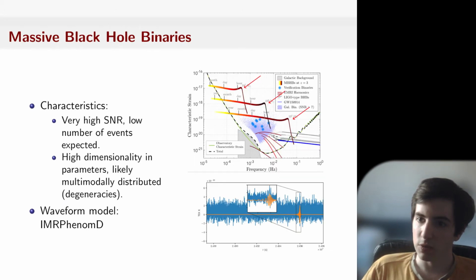One of the main sources we expect to see in LISA are massive black hole binaries, binary coalescences consisting of pairs of supermassive black holes, of masses of the order of 10^5 to 10^7 solar masses. These are expected to merge within the LISA frequency band, and thanks to the high masses, they will have very high signal-to-noise ratios, up to the order of 1000.